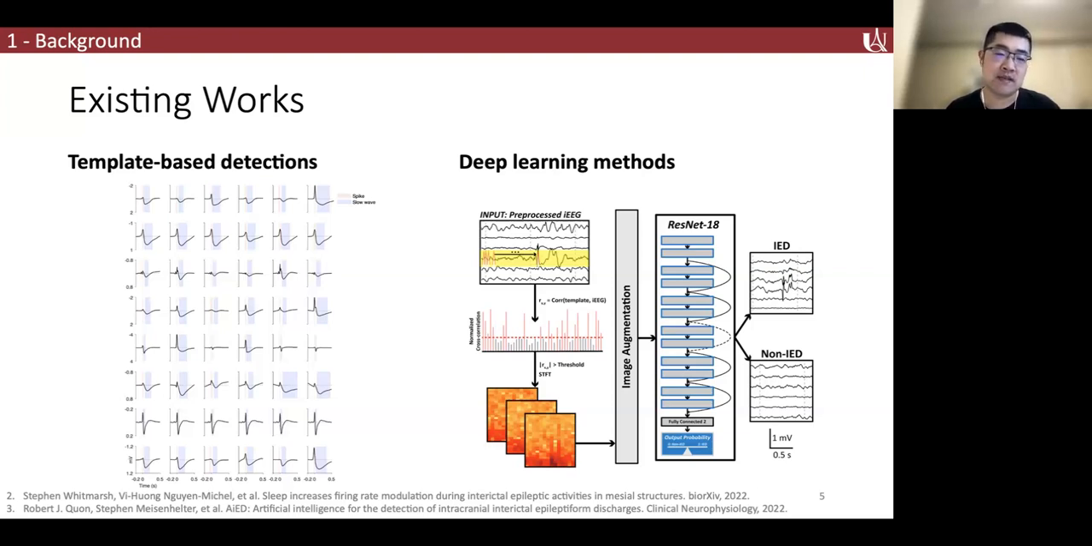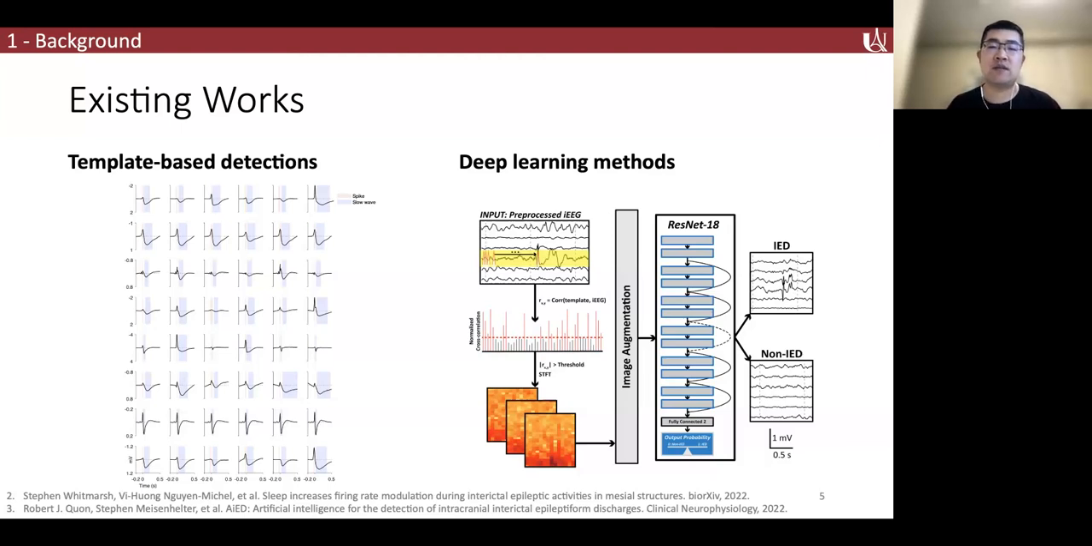In the figure on the left side, I'm showing the templates for a set of patients. Each row corresponds to a patient, and each column corresponds to one template for this patient. This is the template bank for a set of patients, and the templates are searched over the whole series to identify IED patterns. On the right side, there are deep learning-based methods, which have also been found successful in the detection of IEDs.